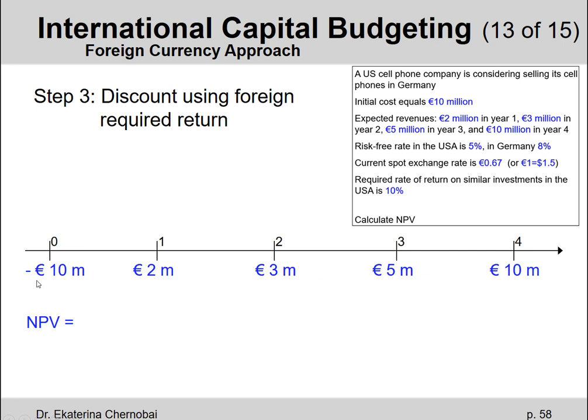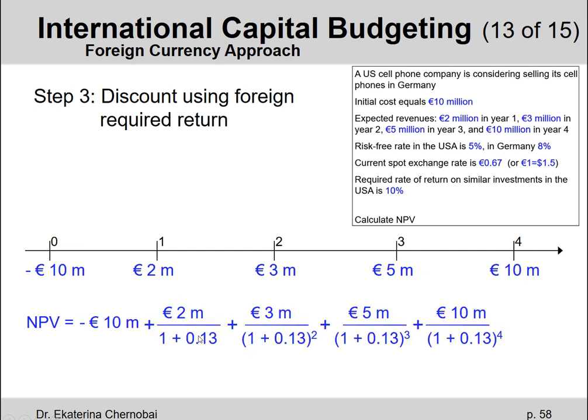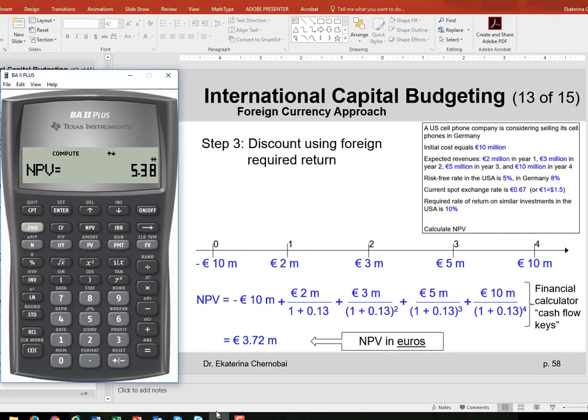The foreign currency cash flows were minus 10 million, 2 million, 3 million, 5 million, and 10 million. In the financial calculator, those will be our cash flows, and then you would be entering 13% for the I, the interest rate. And you can do it all in one step. The answer you would get is 3.72 million euros. Let's check the math in the financial calculator. Let's clear everything. And I'm suspecting I might again get some rounding errors, but let's see.